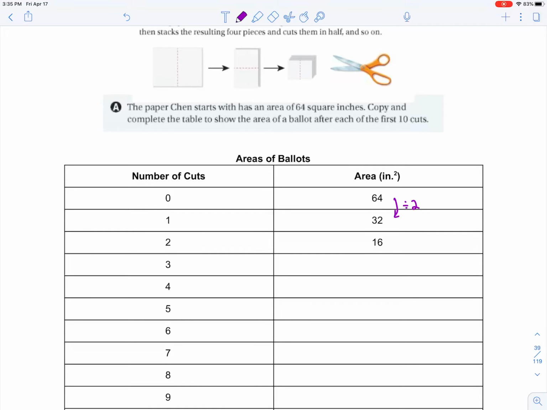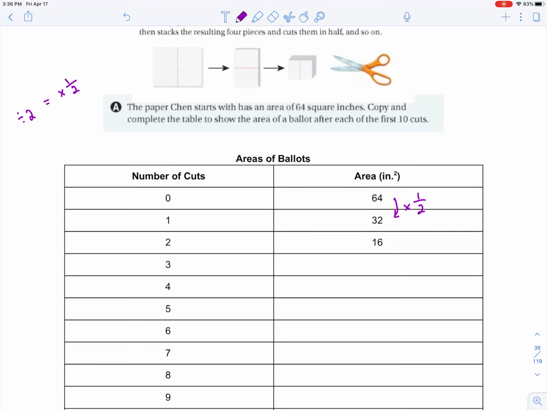However, we know that with exponential functions, there's a lot of multiplication going on. So to be consistent, and so that way you don't get confused, how can we write divide by 2 but make it a multiplication problem? Well, remember that if you divide by 2, it is the same thing as multiplying by 1/2. These two things are the same. So instead of dividing by 2, I'm going to multiply by 1/2.